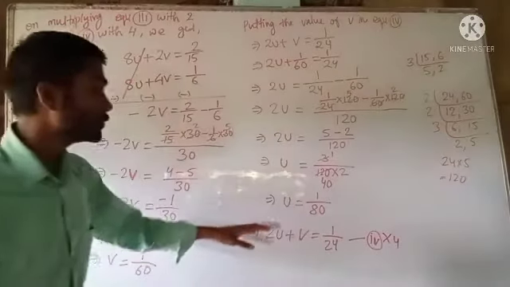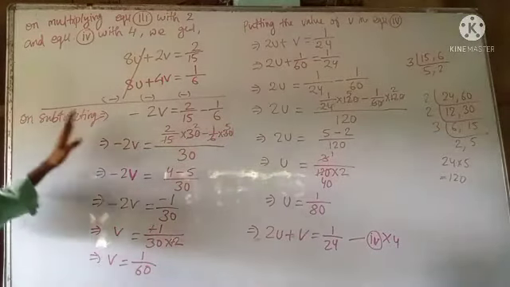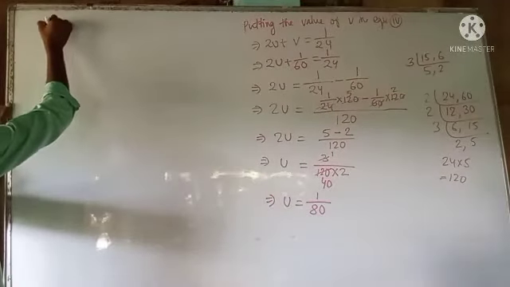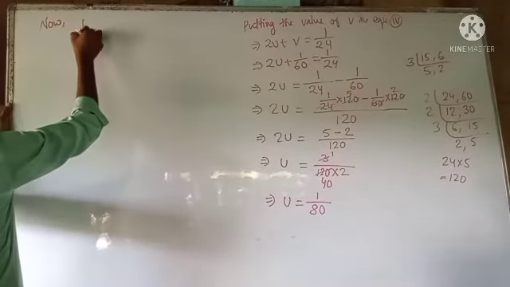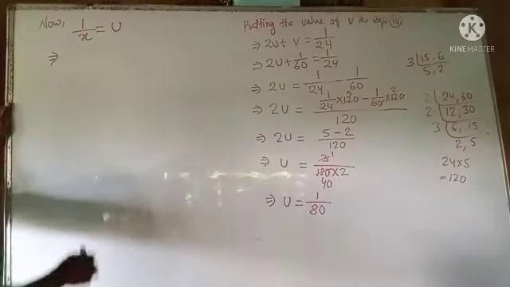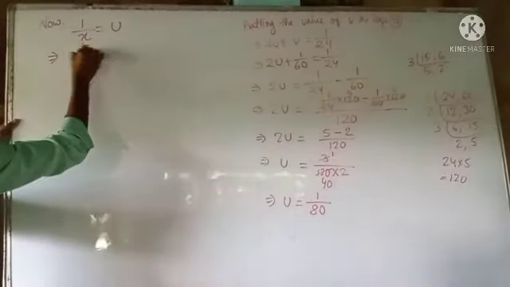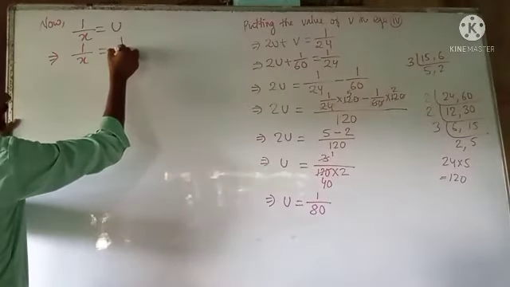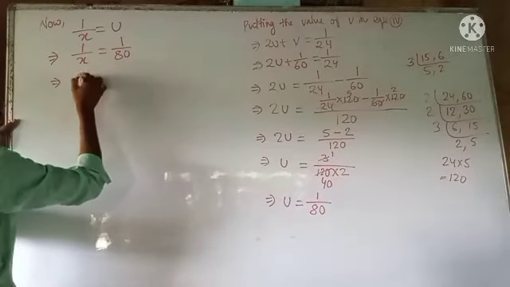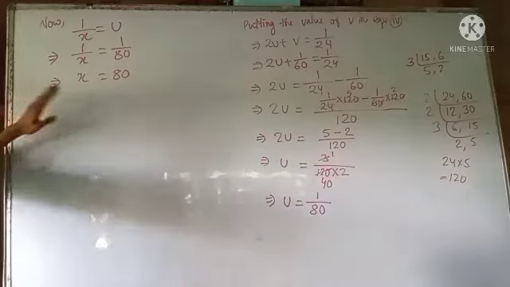So we got the value of u and we got the value of v also. That values we will substitute for 1 by x and 1 by y. Now 1 by x is equal to u and the value of u we got here it is 1 by 80. So 1 by x is equal to 1 by 80. Then we'll cross multiply. X into 1 will get here x and 1 into 80 will get here 80. Now we got the value of x.